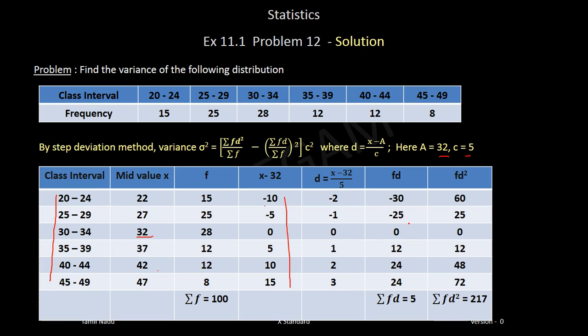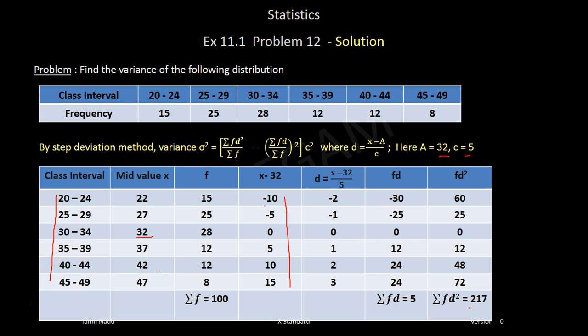Now you have to find FD square, right? FD square is 4 here. So d square is 4. 4 into 15 is 60. And d square in this case is 1. 1 into 25 is 25. Right? And 0 into 28 is 0. 1 square is 1, 1 into 12 is 12. And 2 square is 4, 4 into 12 is 48. 3 square is 9, 9 into 8 is 72. So now you've got your FD square also, the sum of all the FD squares.